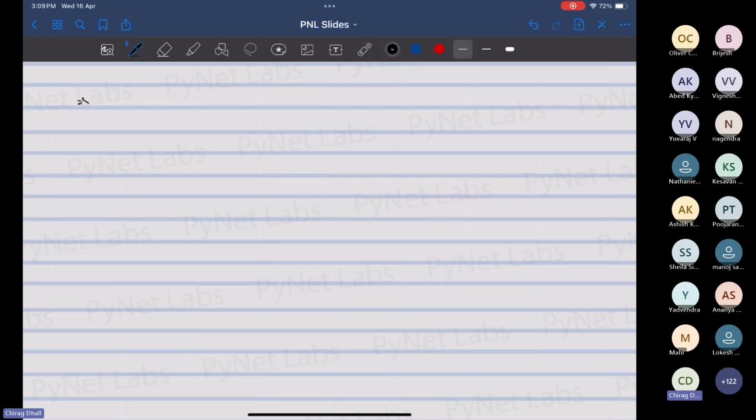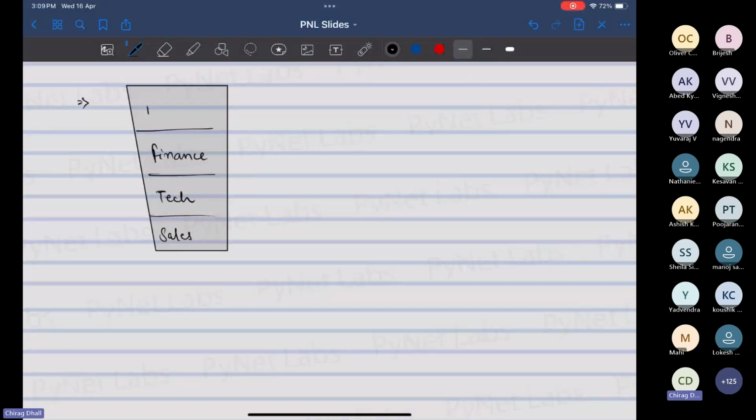Assume that I have an organization. This is my building, and there are different floors in this building. On the ground floor, we have the sales team. On the first floor, we have the tech team. Here we have the finance team, and we have the marketing team. Let's assume that in the sales team, there are 50 members. In the tech team, there are 20 members. In the finance team, again, let's say 50 members, and the marketing team also contains 50 members.